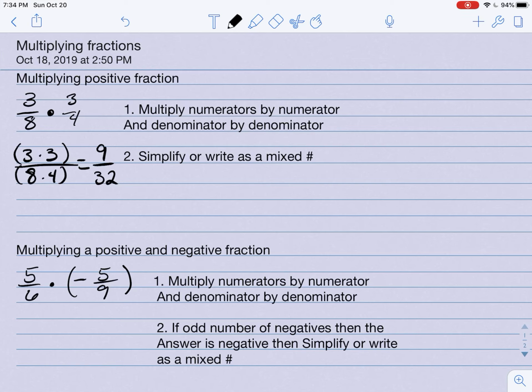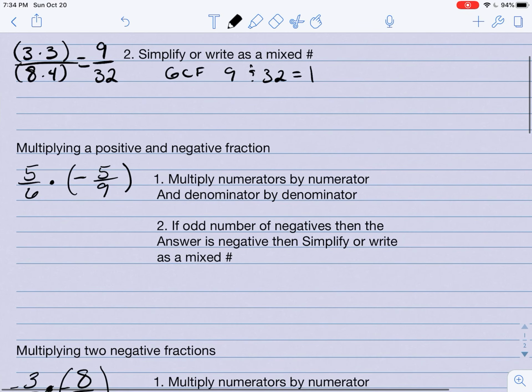Okay, so now we can check and see if there is any simplified version of 9/32. However, the greatest common factor between 9 and 32 is just going to be 1. So that means this cannot be simplified any further. 9/32 would be the simplest this fraction can go.